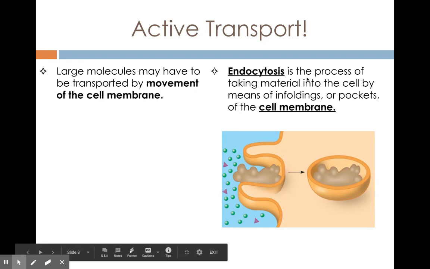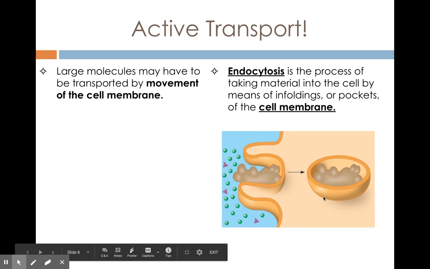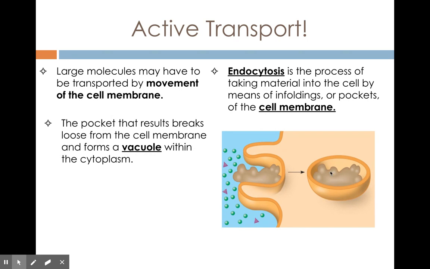Endocytosis is what we call the process of taking materials into the cell by means of infoldings or pockets of the cell membrane. So basically, the cell membrane reaches out. If it's a big molecule, it gives the molecule a hug, basically, wraps its cell membrane arms around it, and then it comes in and forms a little vacuole that contains whatever that nutrient is. The pocket will break loose from the cell membrane and form that vacuole within the cytoplasm.